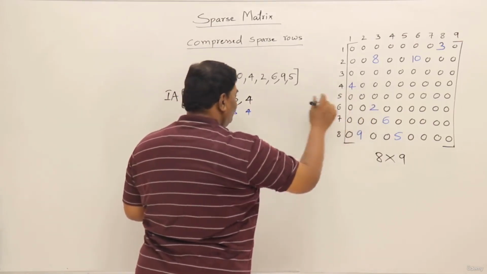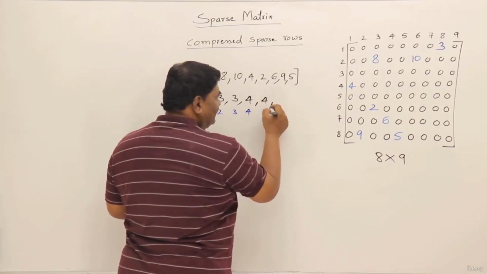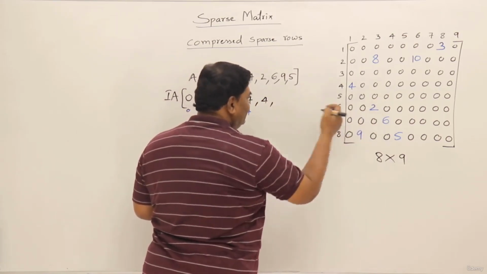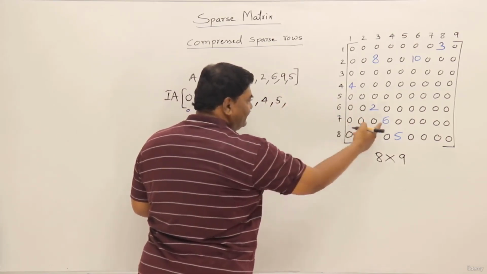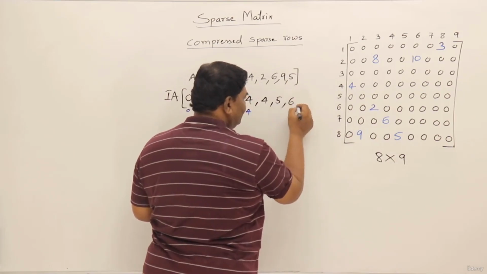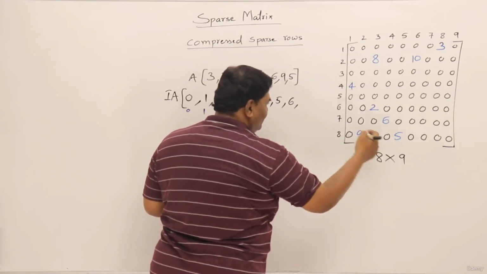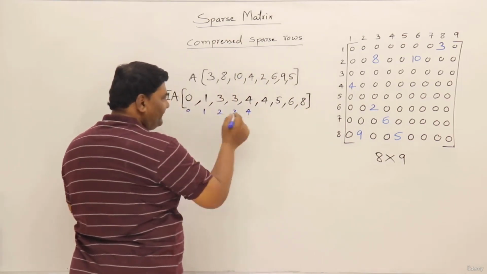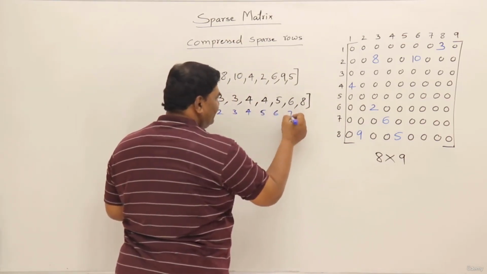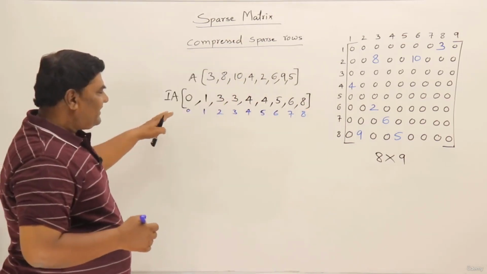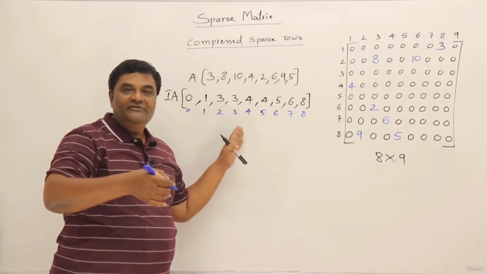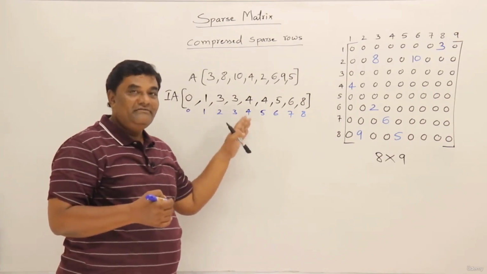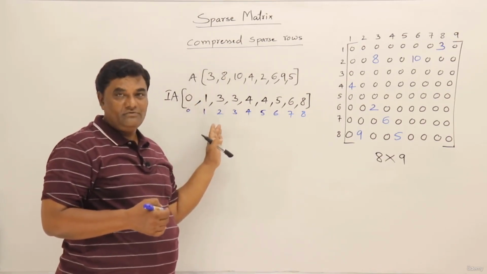Then in the fifth row there are no elements, so let it be 4 only. Then in the sixth row there is 1 element, so this will be 5. Then in the seventh row there is 1 element, so it will be 6. In the eighth row there are 2 elements, so this will be 8. So this is for the fourth row, fifth, sixth, seventh, and eighth. So every row will contain the number of its own elements plus the value in the previous row.